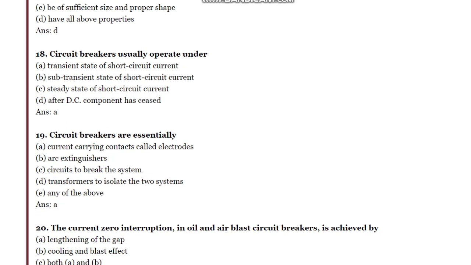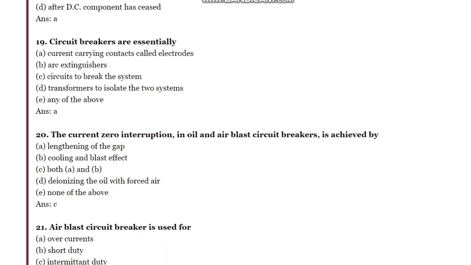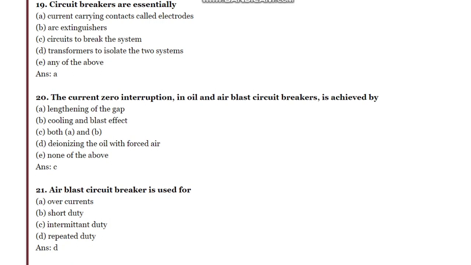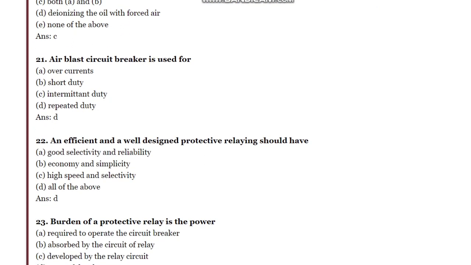Circuit breakers usually operate under transient state of short circuit current. Then question number 19 is, circuit breakers are essentially current carrying contacts called electrodes. A current zero interruption in oil and air blast circuit breakers is achieved by both A and B, that means lengthening of gap and cooling and blast action. Air blast circuit breakers are used for repeated duty, that is D.